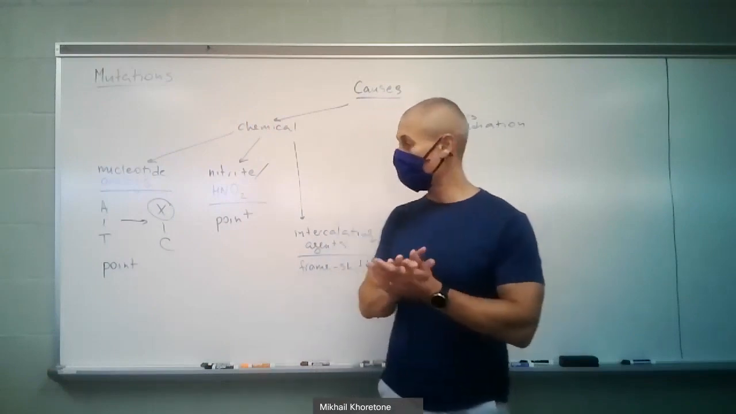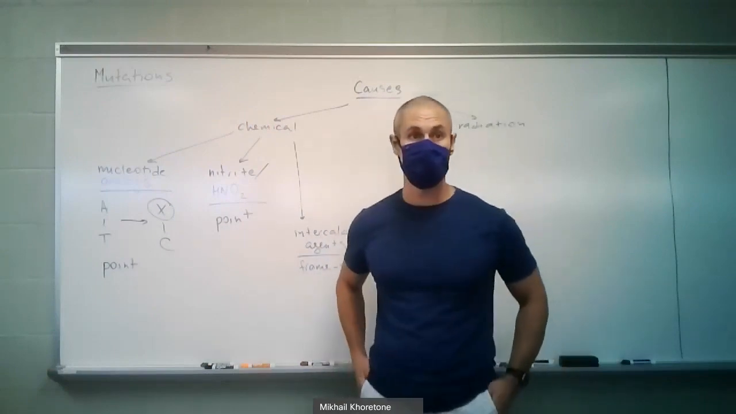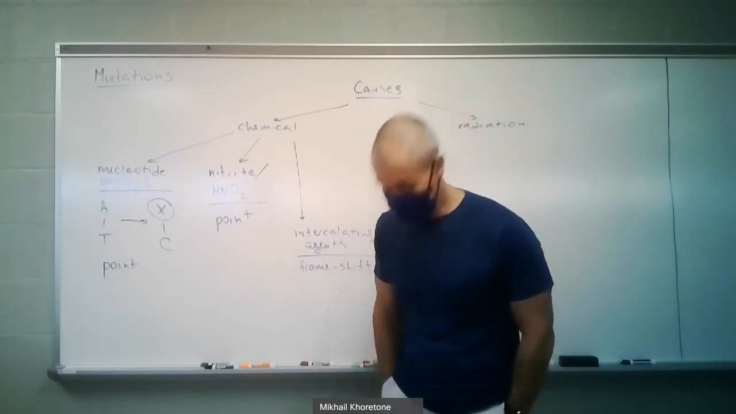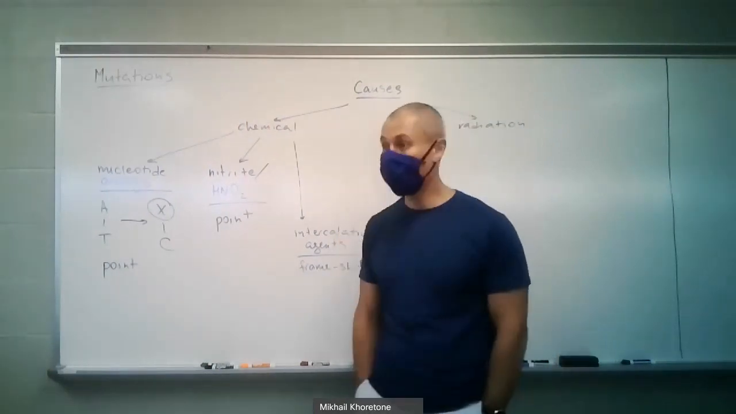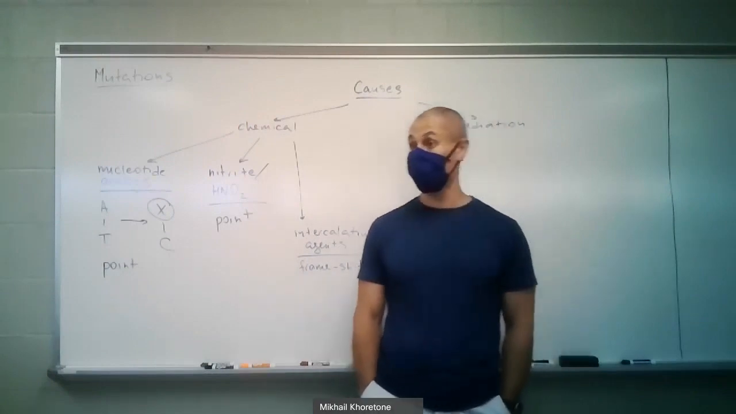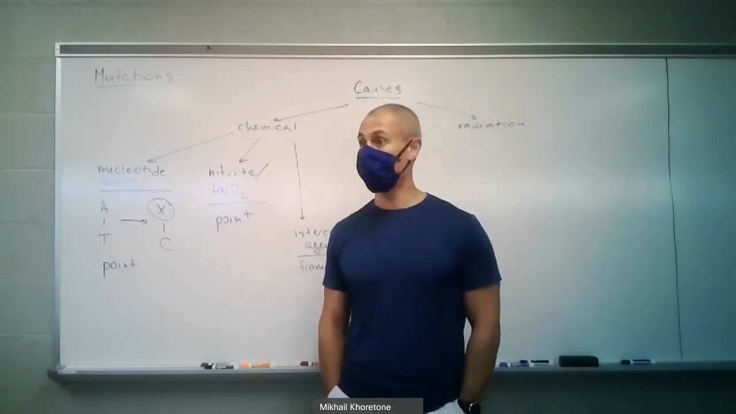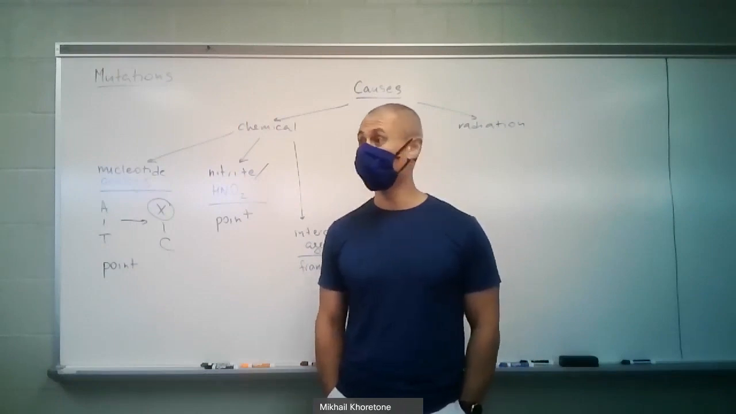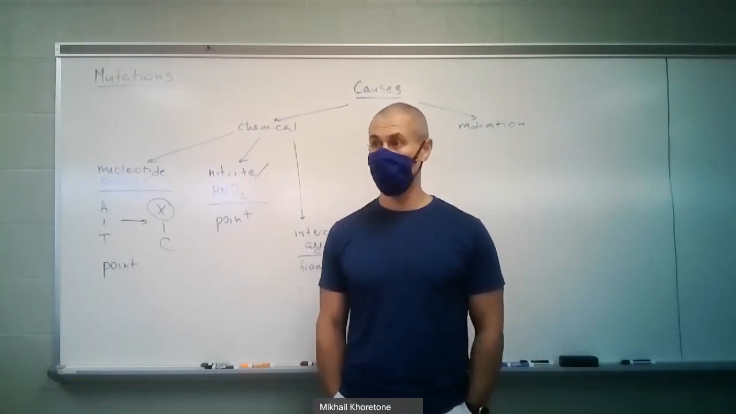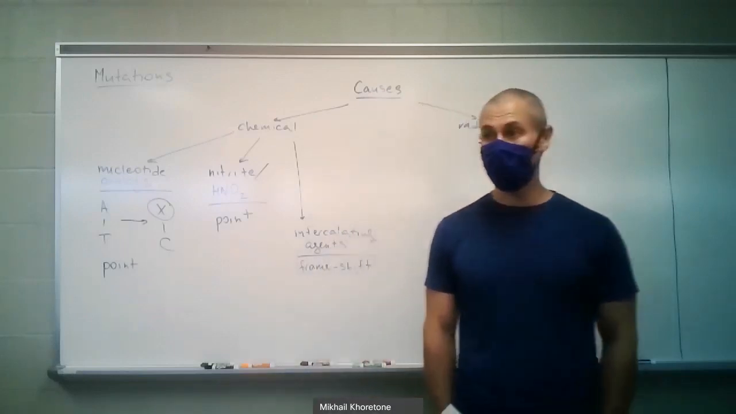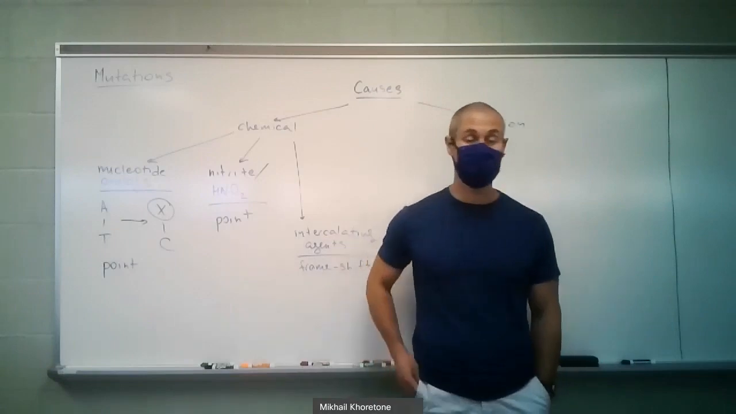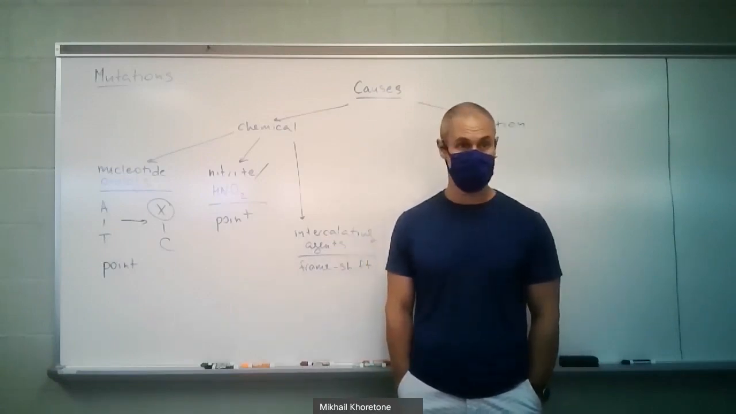Now, intercalating agents are super useful in research because they bind to DNA very well, and you can use them to stain DNA, like acridine orange or ethidium bromide. But due to their ability to cause mutations, they are extremely carcinogenic. Okay?